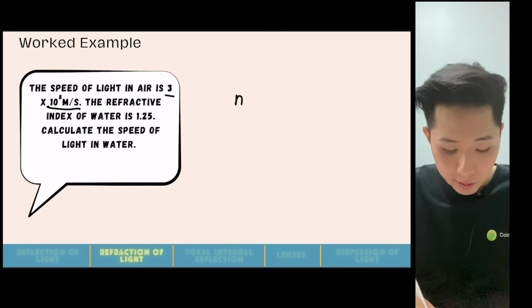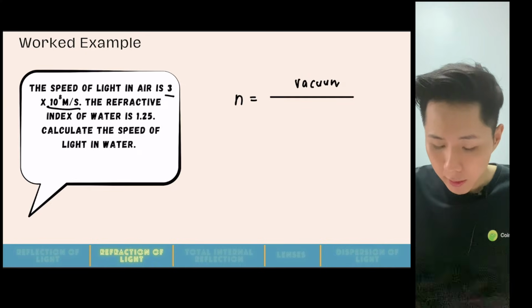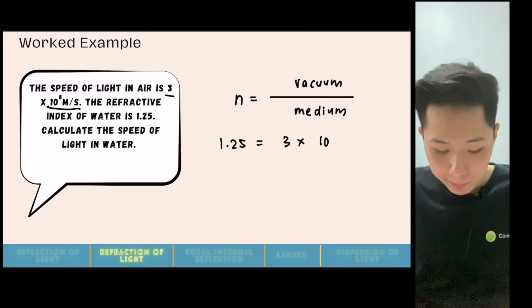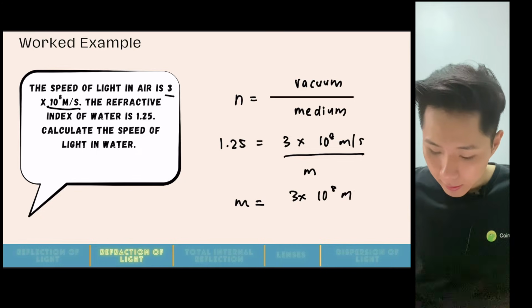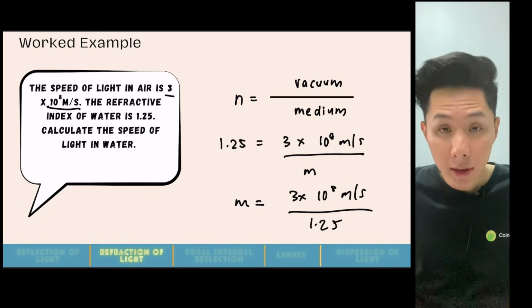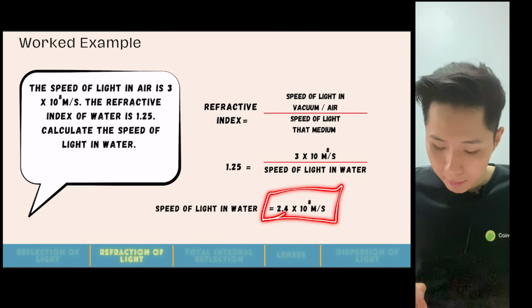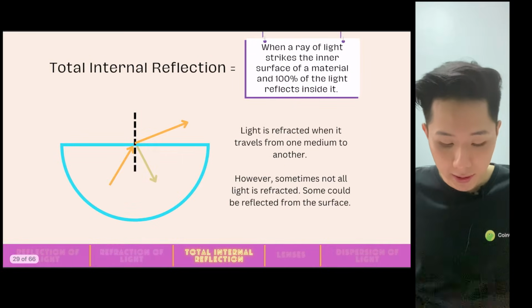So I'm just going to use the formula. One is the speed of light in vacuum, and one is the speed of light in the medium. Using the formula, I can substitute my refractive index and also the speed of light in vacuum, and then calculate what my v is. If you plug everything into the calculator, you should get the answer 2.4 multiplied by 10 to the power of 8 meters per second. So that's how we solve refractive index questions.